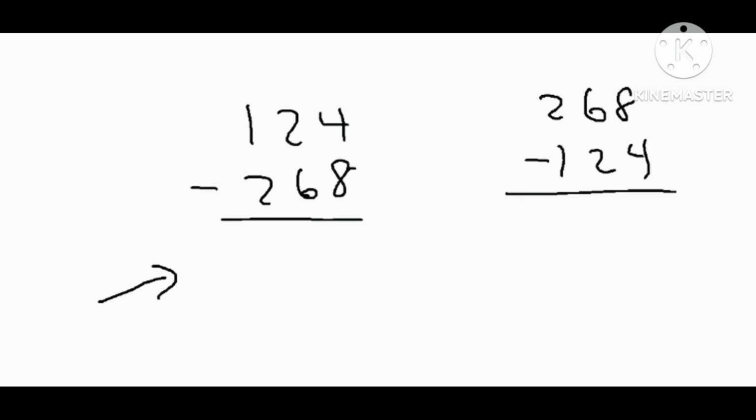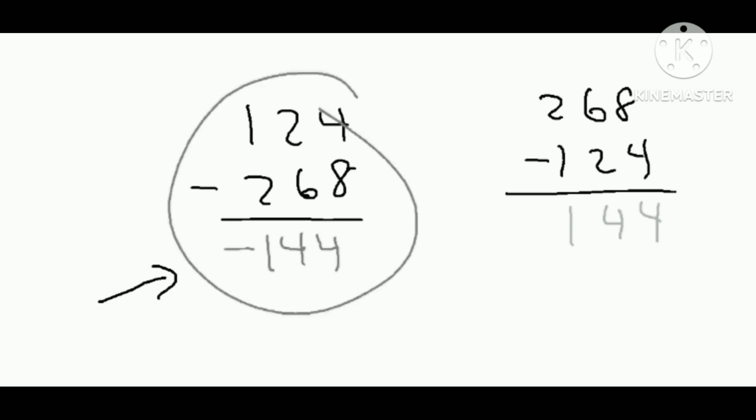So 8 minus 4 is 4. 6 minus 2 is 4. 2 minus 1 is 1. So it's 144. So therefore the answer is negative 144, since we reversed it. And that's how you can subtract two numbers if you're going to get a negative number using that technique.